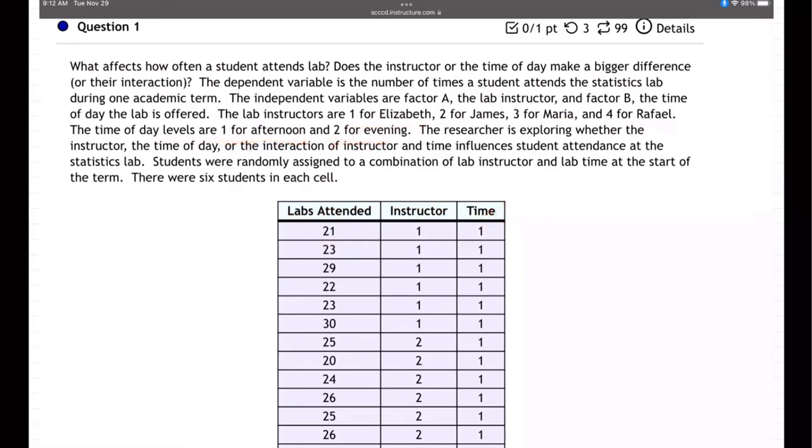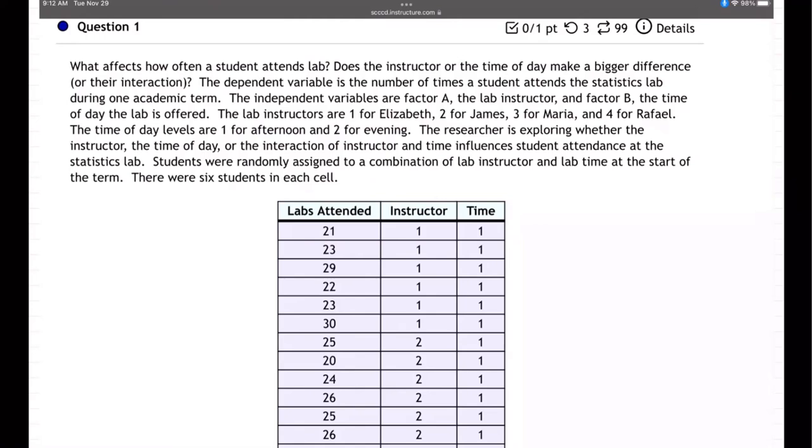So basically, they're trying to figure out, hey, do students come to the lab more often for certain instructors than other ones? Or does it matter more if it's afternoon or evening, daytime or night? Suppose the college is trying to figure out what it can do to get more students to come to the stats lab to get the help they need. What's causing students to come or not come?